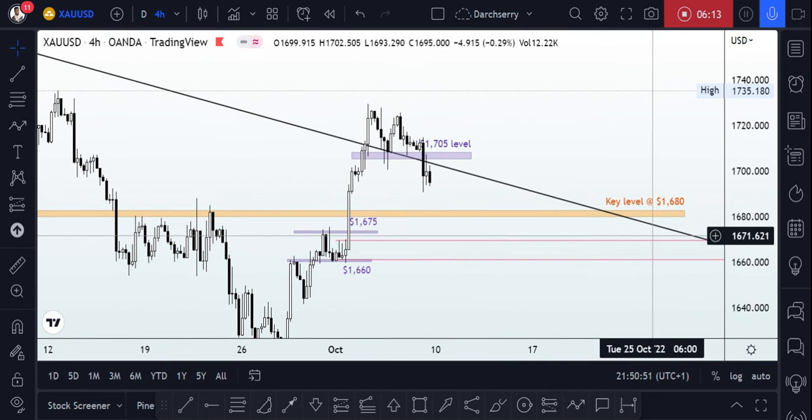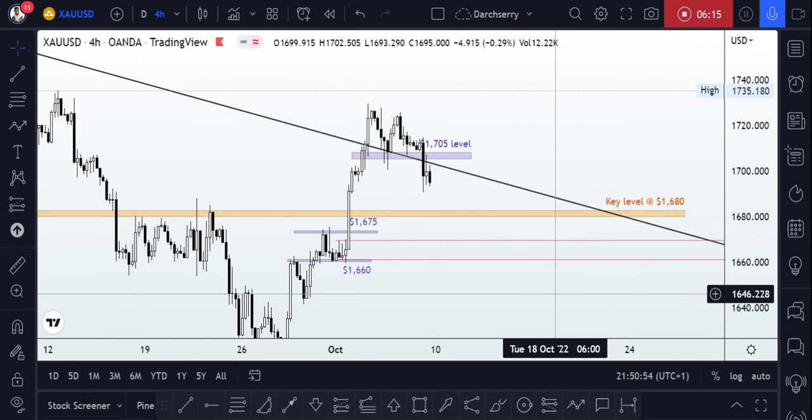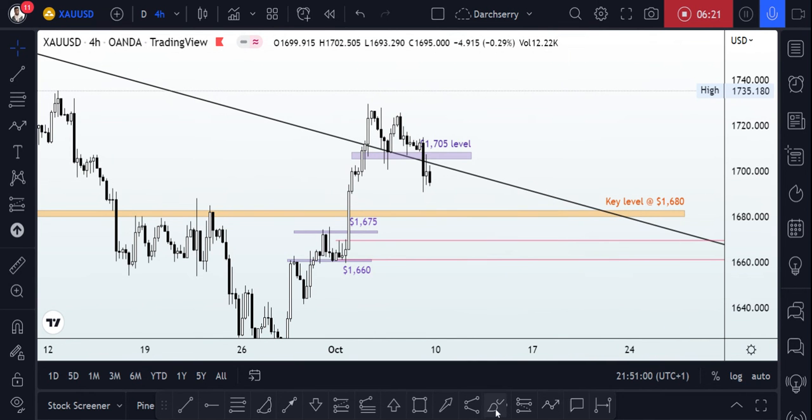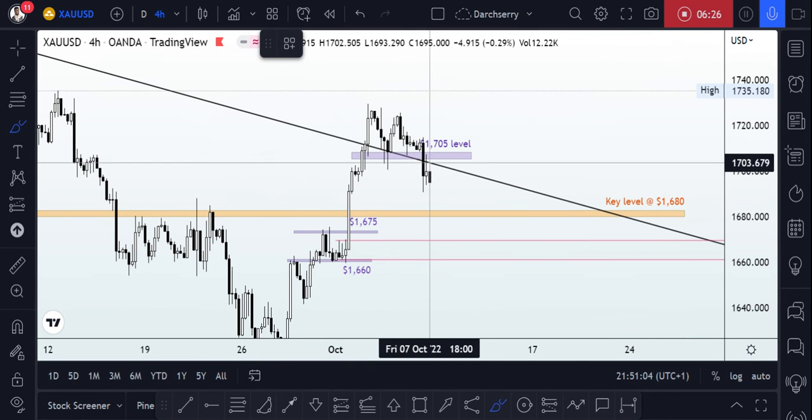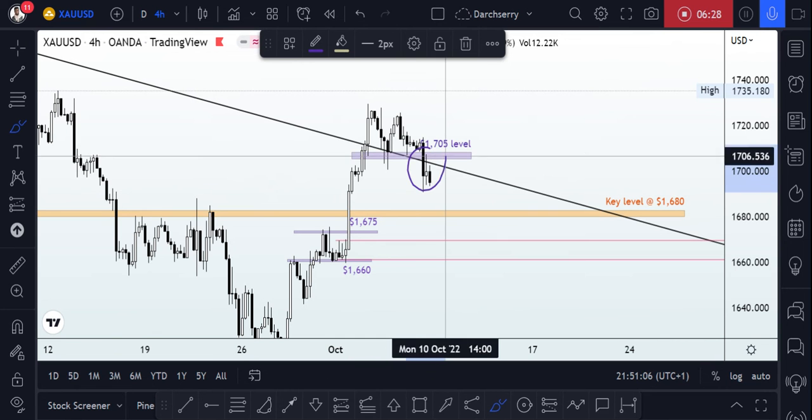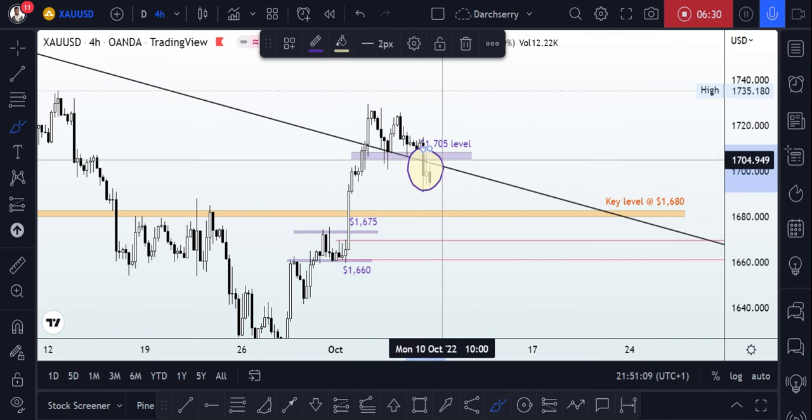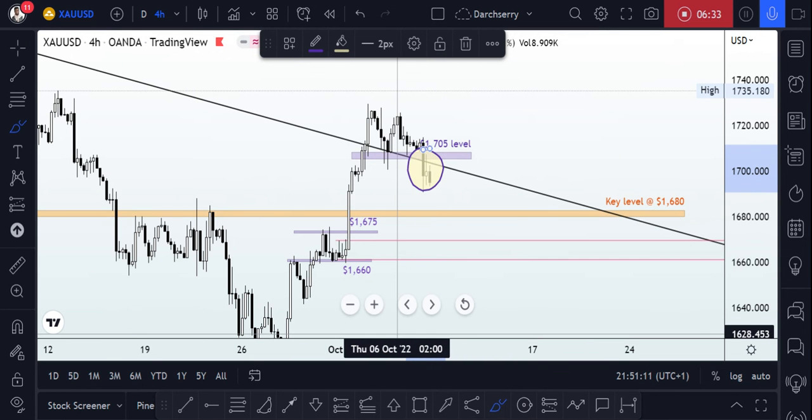I'll be posting this video at this point, and rest assured that I will be back in the comment section of this video on Monday after monitoring how participants in this market are going to relate with the current structure we have here. So we want to see how price is going to relate to this bearish trend line, after which we'll be making a decision in that regard.